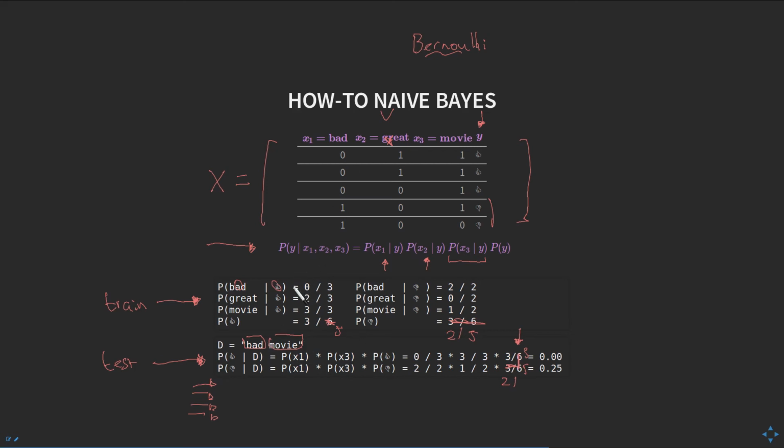So x1 is bad, right? So we look up this probability, it is 0 out of 3. We multiply it with the probability of movie given a positive, so 3 out of 3, that one goes there, and then we have 3 out of 5, and because we have a 0 over here, the whole thing is actually 0. Now this is something that in general we try to avoid. We try to avoid zero counts because they will make the whole probability zero, and even if we have very low probabilities, we don't want them to be zero.